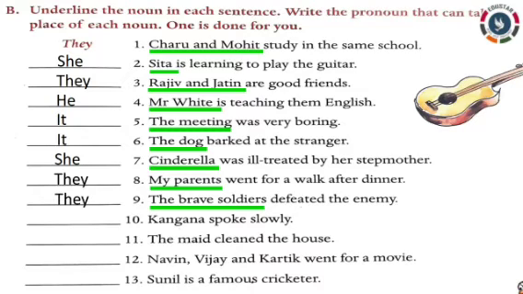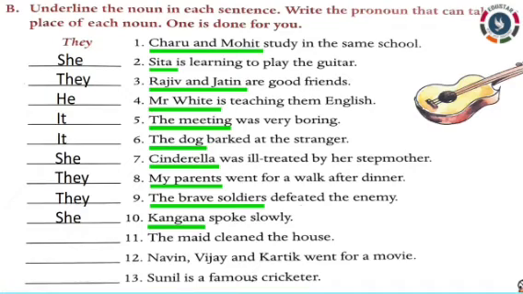10th sentence. Kangana spoke slowly. Here, the subject is a girl, Kangana. So, use the subject pronoun she. 11th sentence. The maid cleaned the house. Here, the subject is a maid and is a girl, which comes before the verb cleaned. So, use the subject pronoun she.